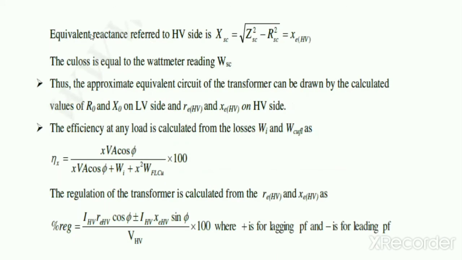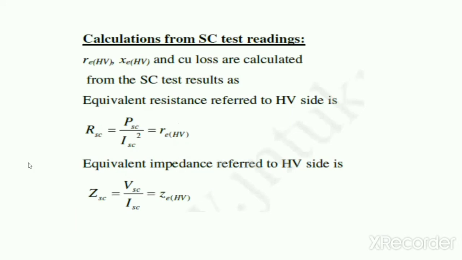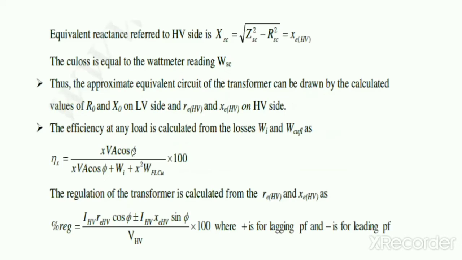Then we calculate the equivalent reactance, that is XSC. What is the formula for that equivalent reactance? XSC is equal to the square root of ZSC square minus RSC square. ZSC is VSC by ISC, and RSC is PSC by ISC square. Then WSC is equal to the copper losses.